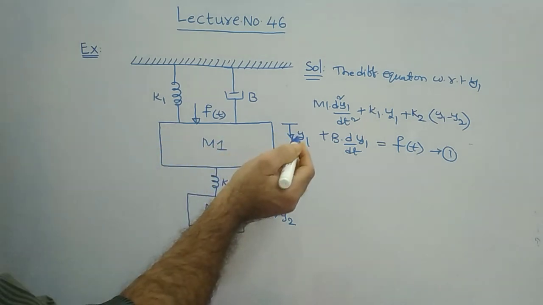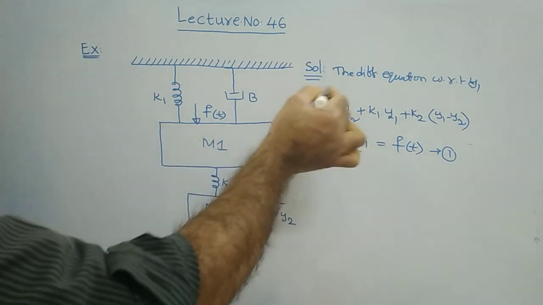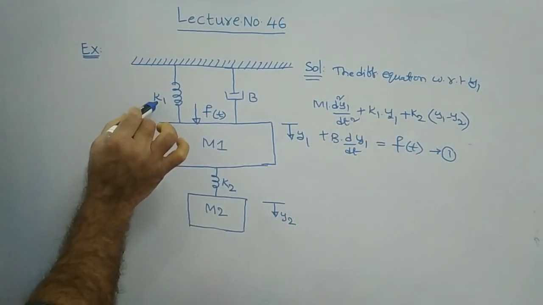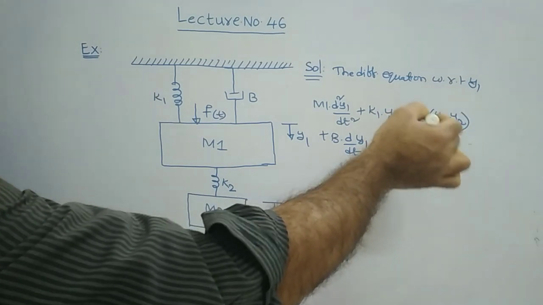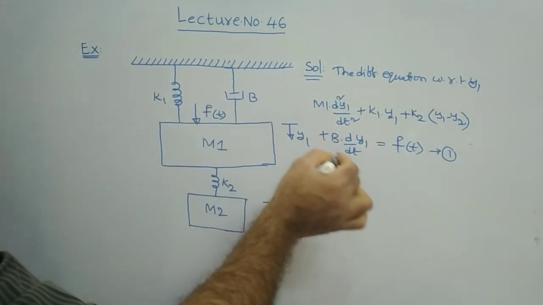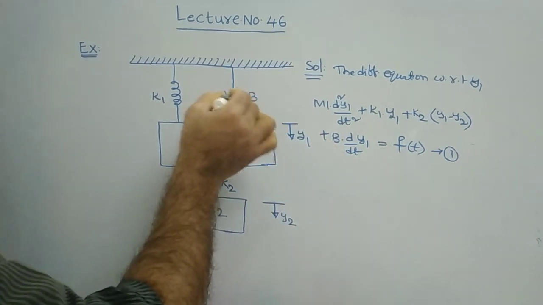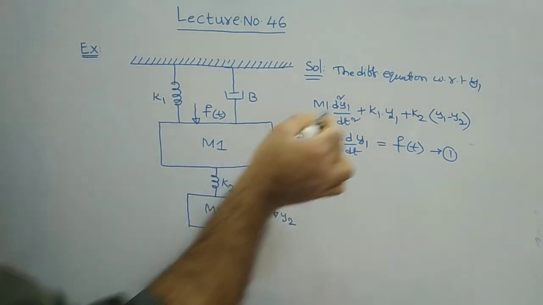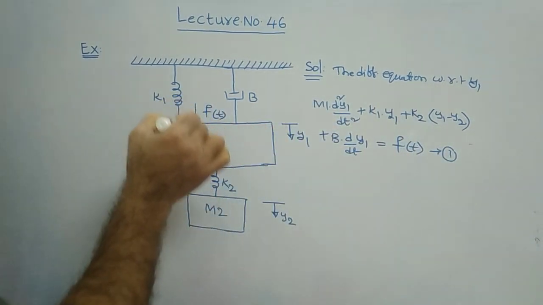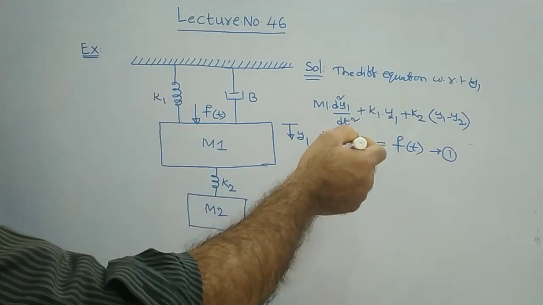The first element is the opposing force due to the mass element. The second one is the opposing force due to spring constant k1. This is the opposing force due to the common element k2, and b into dy1 by dt is the opposing force due to the frictional coefficient. So the sum of all these opposing forces is equal to the applied force. This was the differential equation.